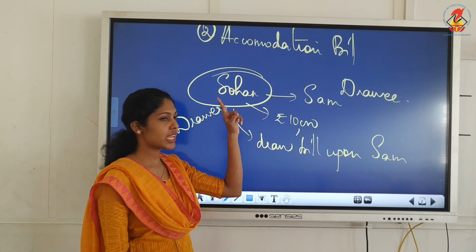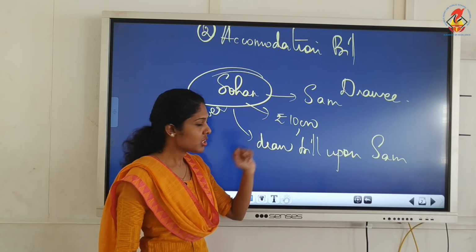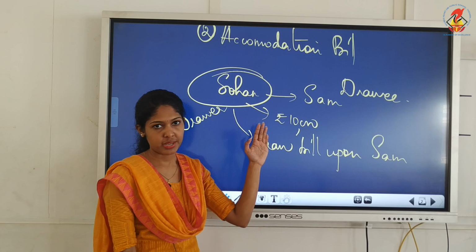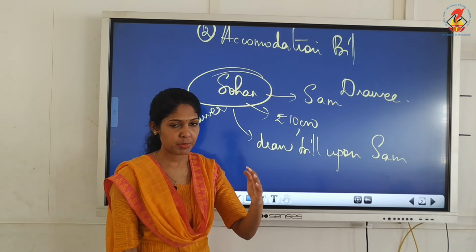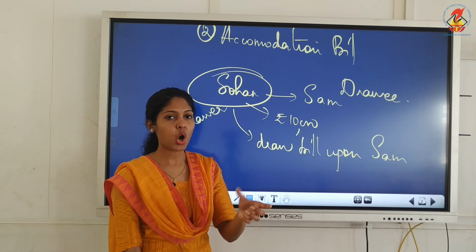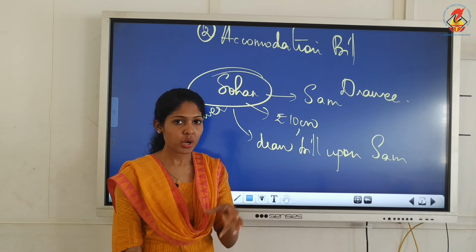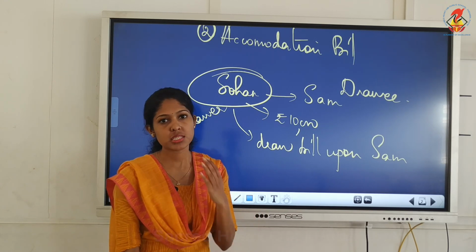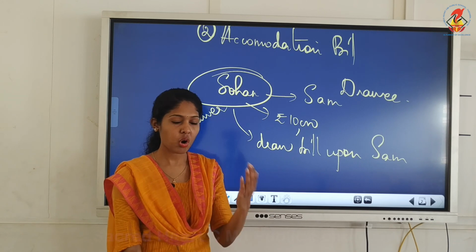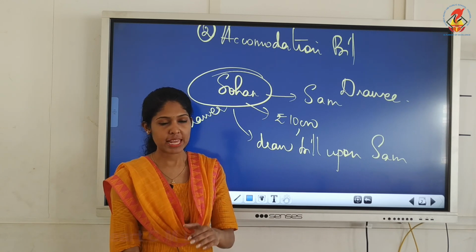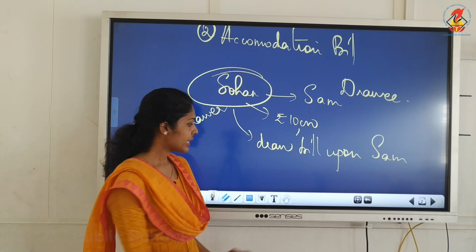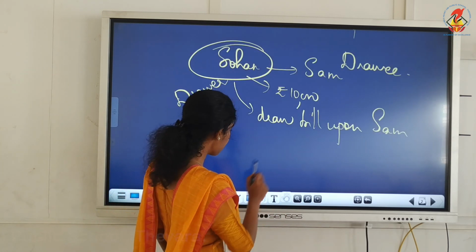This person named Sohan, he needs money of 10,000. So this is actually for helping Sohan. This is like a mutual help. So a bill which is drawn and accepted for mutual help is known as accommodation bill. Okay, drawn and accepted for mutual help. The other one for trade transaction, that is trade bill. Now we'll continue this example.